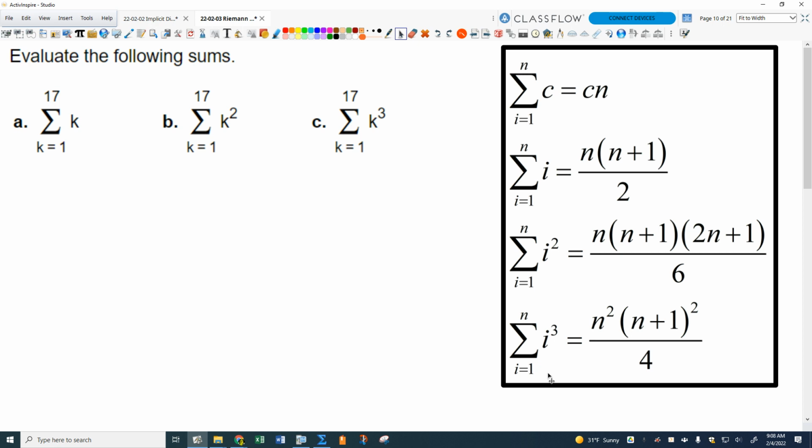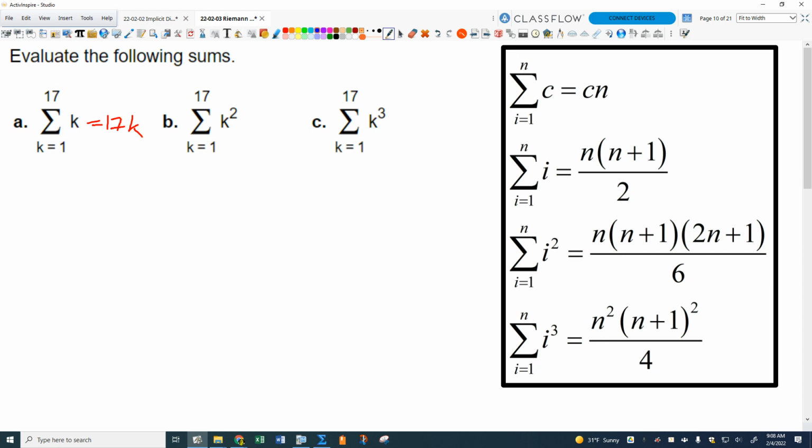Because you can, like this first one, what's the first one going to be? You don't even have to really think about it. What's the answer to part A? Sum of k. What is it? 17k. Right?